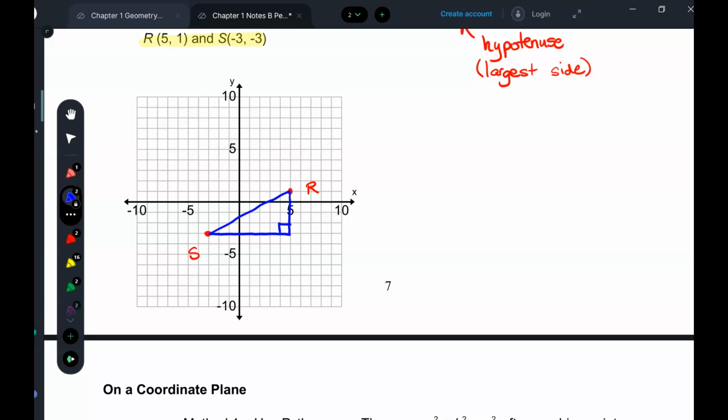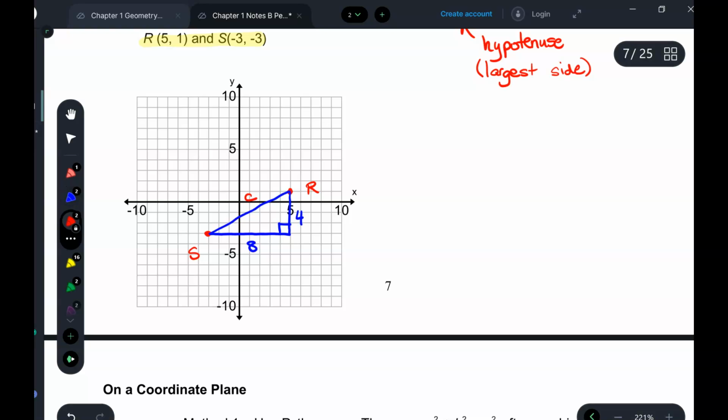Now what I want to do is count the number of squares. So 1, 2, 3, 4, 5, 6, 7, 8. And then if we count up, this is 1, 2, 3, 4. Just count the amount of units.